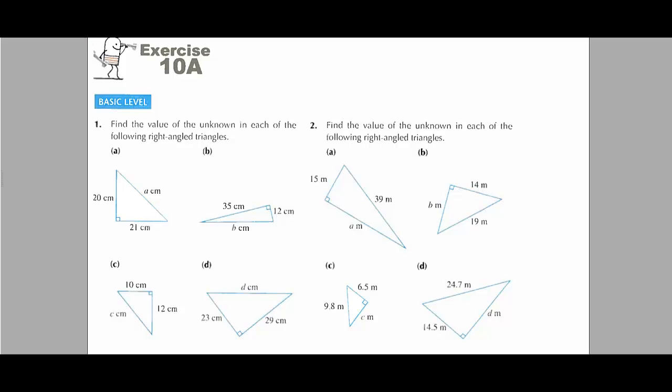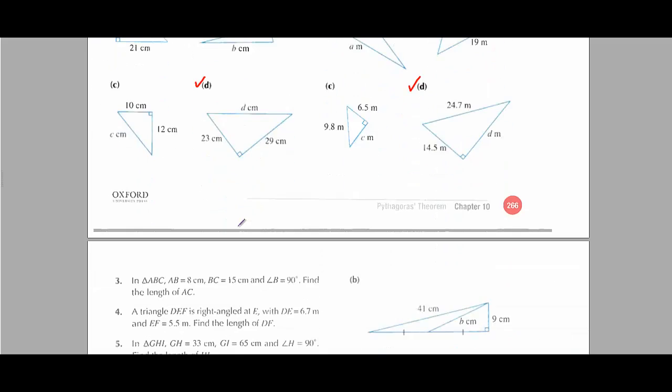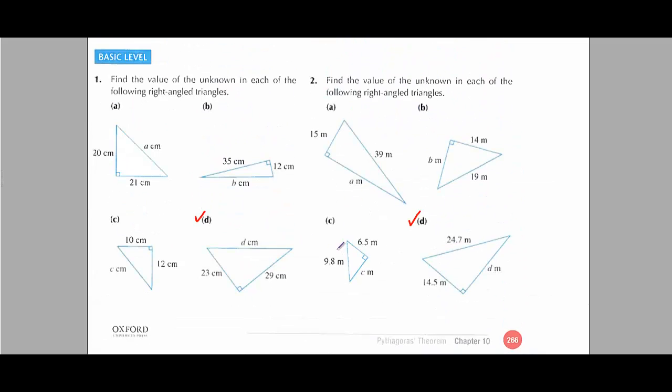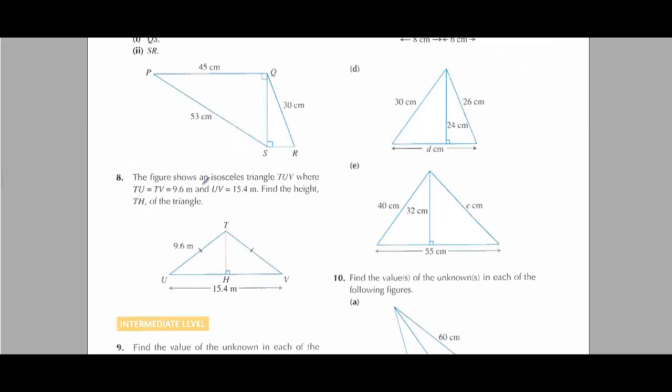Let me give you a few questions for your homework. Question 1, basic level. Do any one of them. Do this one. Here you have to find the hypotenuse, and only one question is there. I think it's enough. In question number 2, do this one. In question number 3, okay, that's fine. So for questions 1 and 2, I have given you only one part.